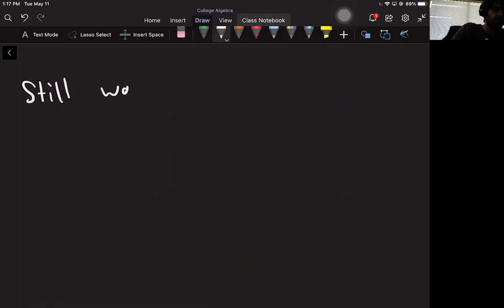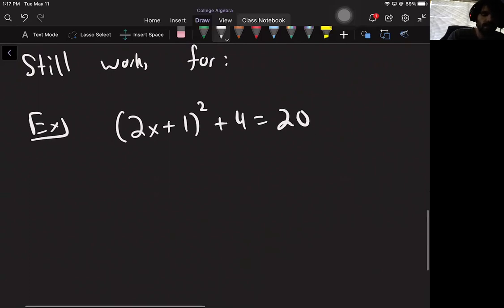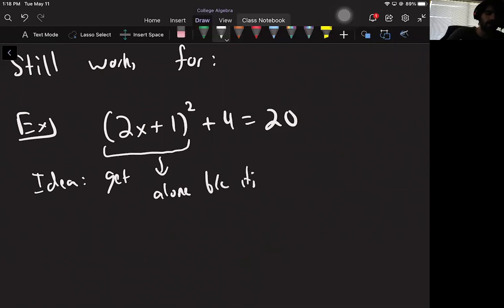Something like this. This is going to be a bit different than anything we've seen before, but instead of just having x squared, what if we have a whole bunch of stuff squared? And then we have some other junk going on here, something like this. Well, we can actually solve this the same way. The idea is that instead of getting x squared alone, you want to get this thing alone because it's squared. And so I can undo the square by square rooting.